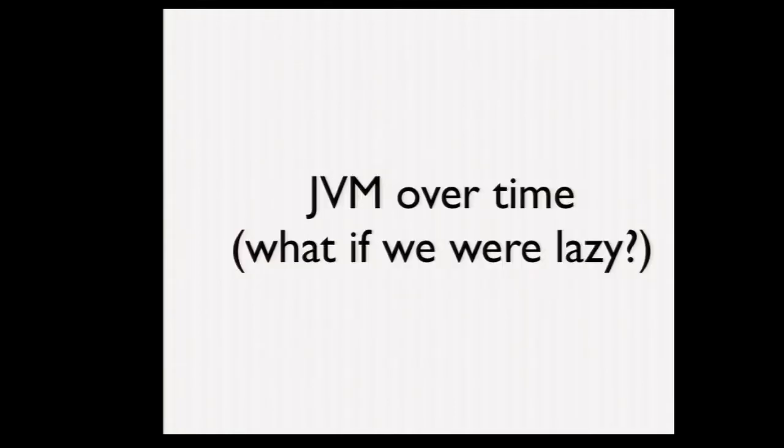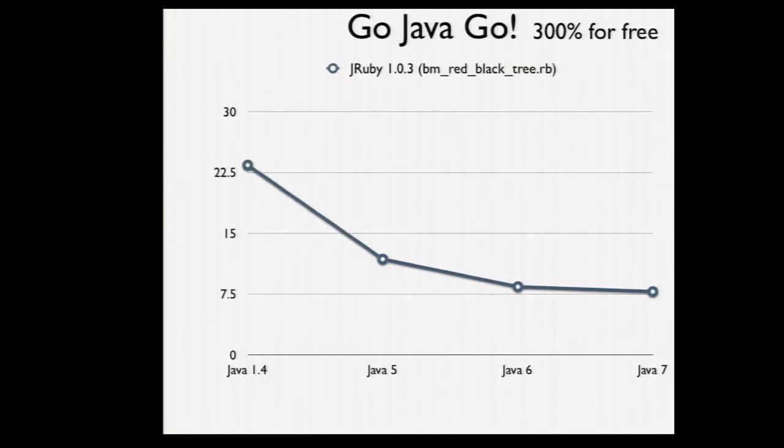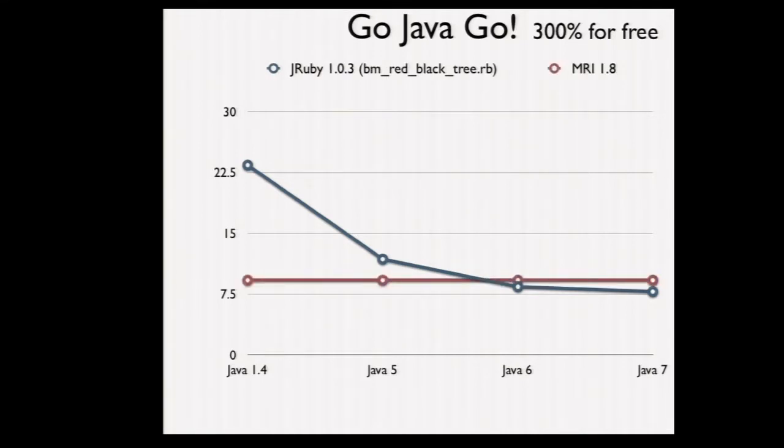So what if we actually stopped working on JRuby and just let the JVM guys do their optimization? Well, this is a graph of JRuby 1.0.3, from Java 1.4, which was the version available back when we were working on it, all the way up through Java 7. And if we had done no work at all, JRuby's performance would have improved 300%. Just because the JVM guys are applying these same sort of strategies, trying to avoid the cost of doing method lookups, trying to reduce the amount of memory allocation or improve where you're doing memory allocation. And actually, if we had just sat there and done nothing since 2006, we would have actually passed Ruby 1.8 as far as performance goes, just by letting the JVM guys do this.